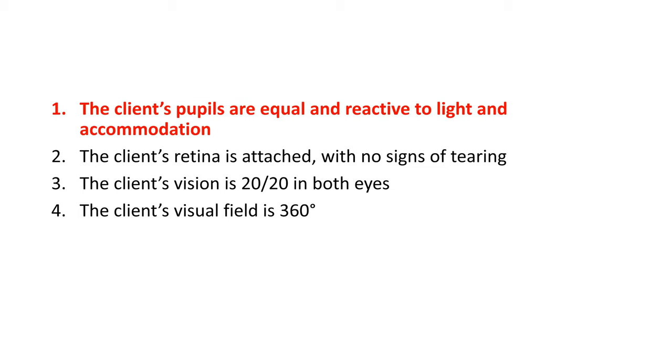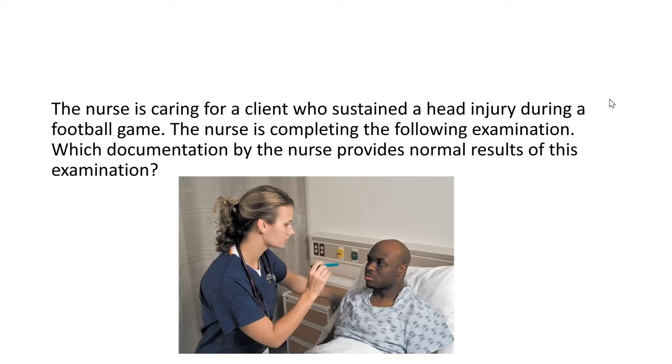Now, what if it said she's checking the pupils and one of the answer choices was unequal pupils, sluggish reaction? So now I'm asking the patient, and we're going to go back to the original question. Which documentation by the nurse provides, and I'm going to say abnormal results of this examination. I'm changing the verbiage to abnormal results. And so we're going to go back to these answer choices, and then I'm going to add in, this would be 5, 6, and 7. So, oops, if I could spell pupils right, that would be fantastic.